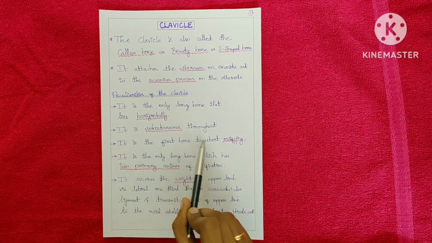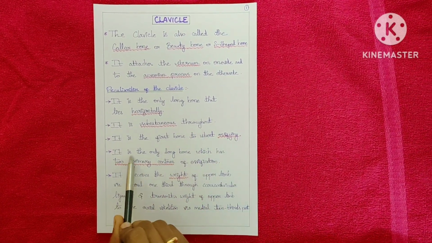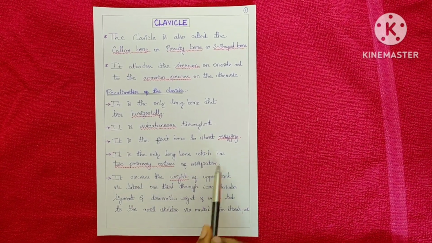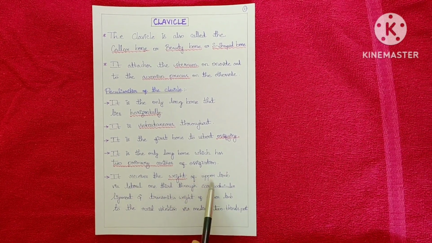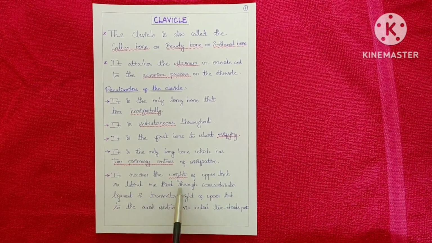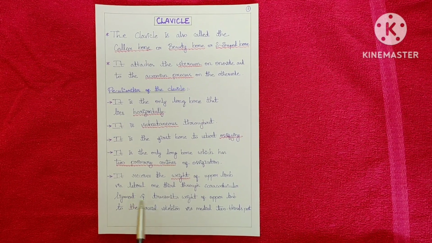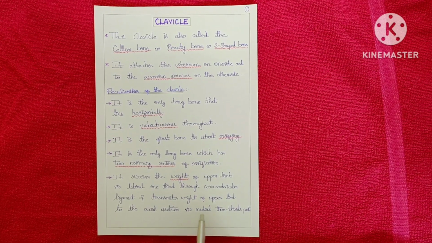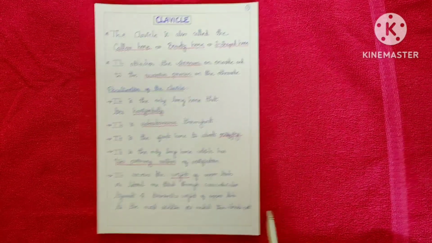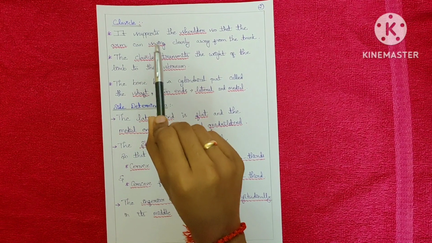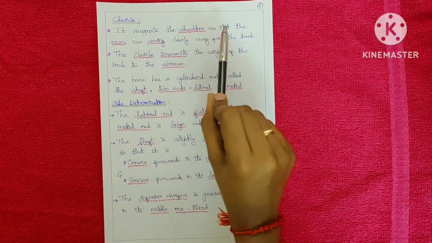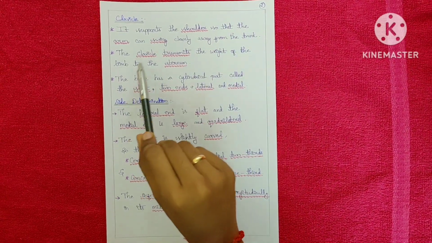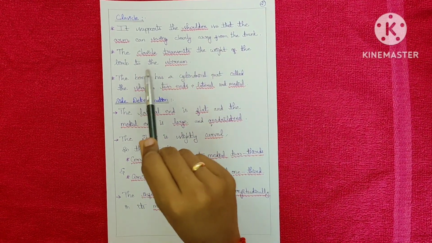It is the first bone to start ossifying. It is the only long bone which has two primary centers of ossification. It receives the weight of the upper limb via the lateral 1/3 through the coracoclavicular ligament and transmits the weight of the upper limb to the axial skeleton via the medial 2/3 part. So, the clavicle supports the shoulder so that the arm can swing clear away from the trunk. The clavicle transmits the weight of the limb to the sternum.